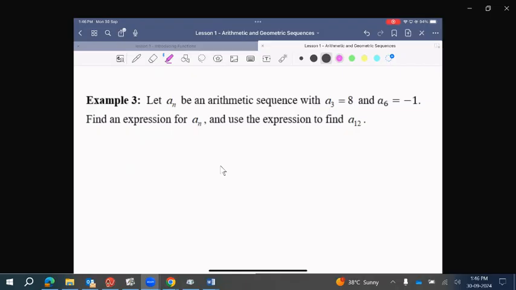This is your typical problem to solve. Let's have a go at solving this one. So, we need to find out what the common difference is first.